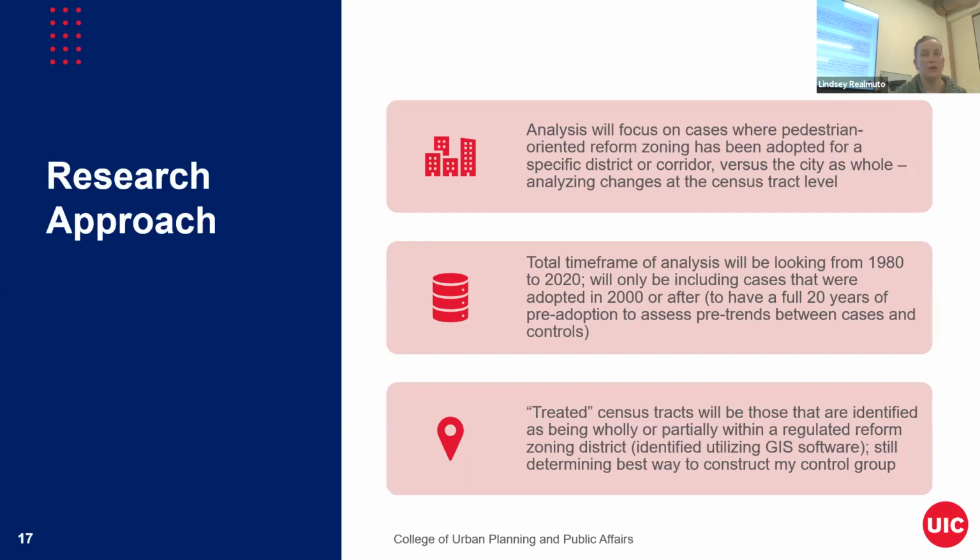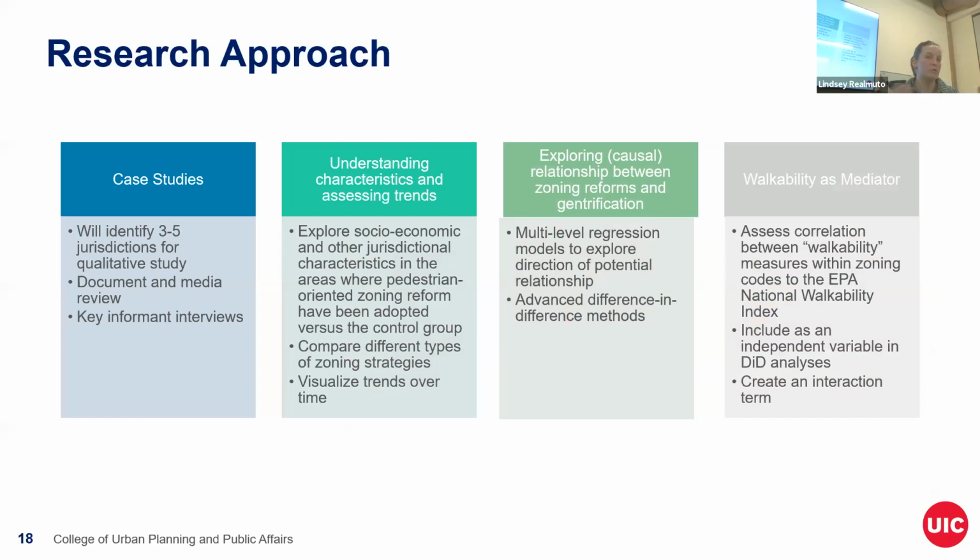So in terms of my research approach, I'm going to be looking at cases where the zoning reforms have happened at a district or corridor level, which tracks with gentrification as a neighborhood process, because there are jurisdictions as a whole that have adopted these, and I'm not going to be concerning myself with that. I'm going to be looking from 1980 to 2020, at cases where the reform was adopted after 2000, so that I have a full 20 years pre-post to look at changes. And then I'll be using GIS zoning data to match with census tracts. I have multiple components to my research. I'm going to be doing a few case studies, understanding trends and characteristics of the cases versus controls. Then I'm going to be exploring a potential causal relationship, and then looking at walkability as a mediator.